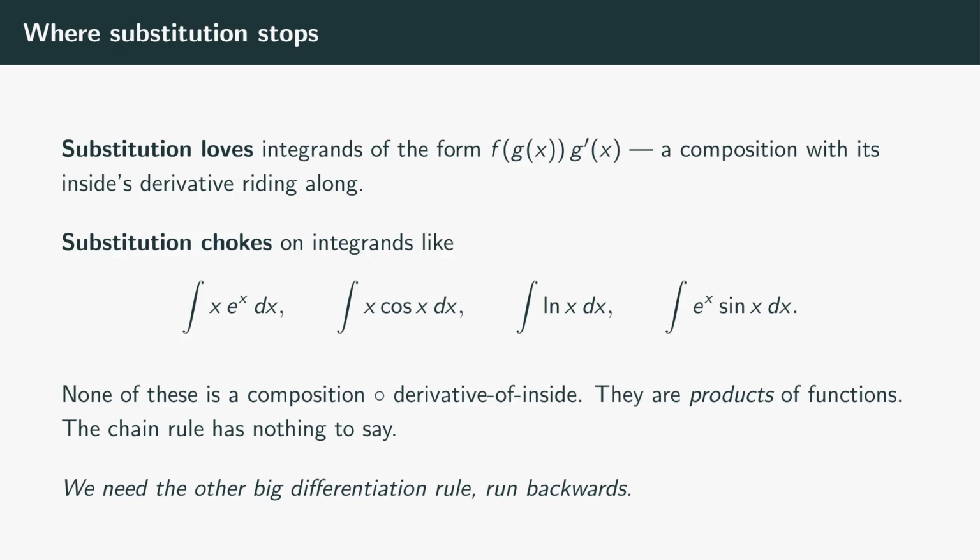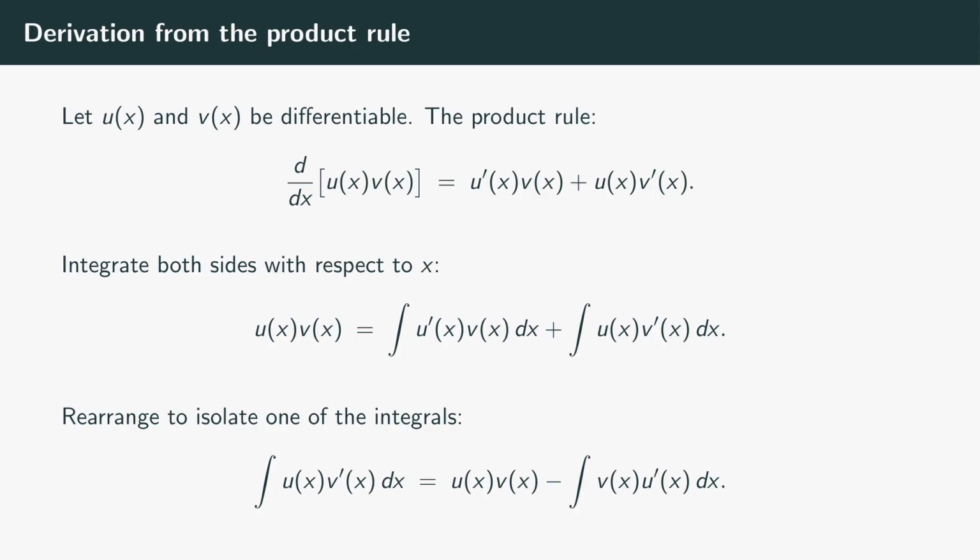We need a different backwards running rule, and the only other big one in differential calculus is the product rule. Let's run the product rule backwards, explicitly. Take two differentiable functions u of x and v of x. The product rule says the derivative of u times v is u prime v plus u v prime. Old news from differential calculus. Now do the move we did with the chain rule last time, integrate both sides. The left side is the derivative of a product, so integrating it gives back the product itself, u of x times v of x by the fundamental theorem. The right side becomes the integral of u prime v plus the integral of u v prime.